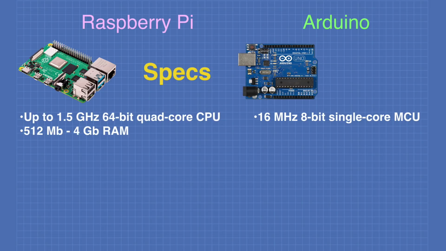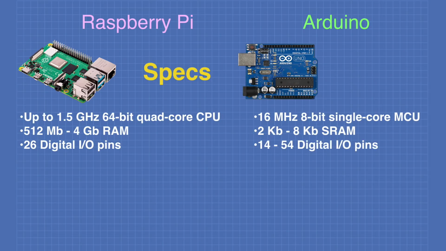Raspberry Pis have from 512 MB to 4 GB of RAM. Arduinos have from 2 KB to 8 KB of static RAM. The Raspberry Pi has 26 digital I/O ports. The Arduinos have 14 to 54 digital I/O pins, depending upon which model you're using. The Raspberry Pi has no analog inputs. The Arduino has 6 to 16 analog inputs, again depending upon which model you're using.